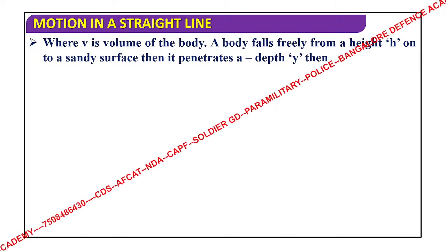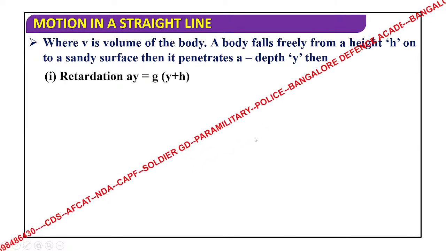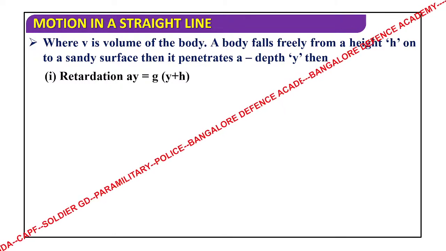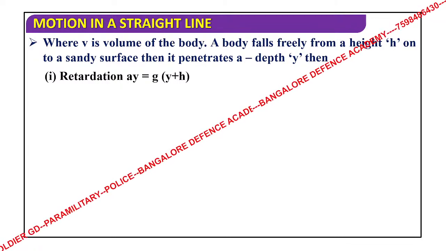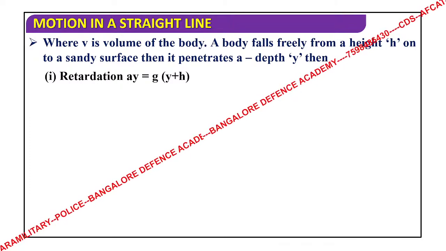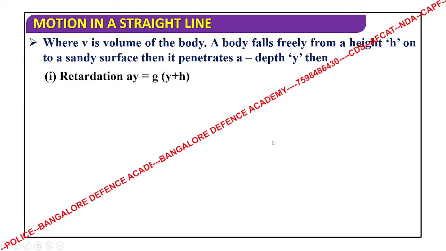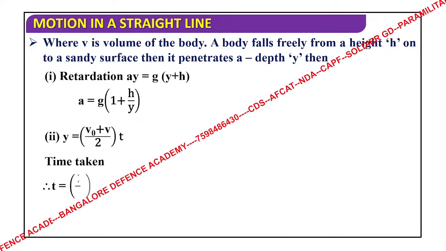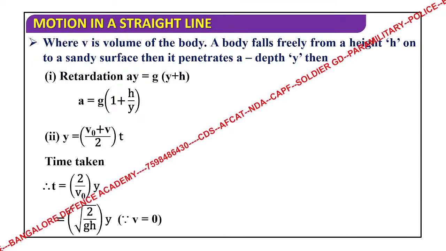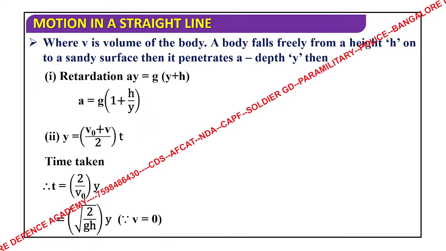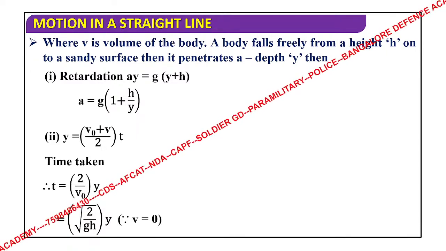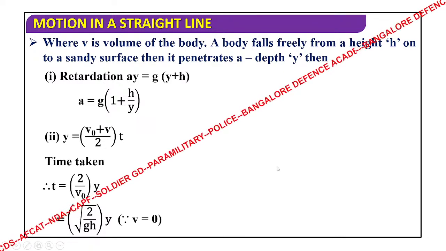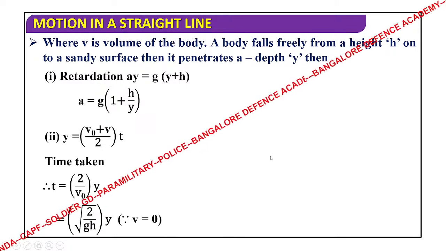A body falls freely from a height h onto a sandy surface, then it penetrates a depth y. Sometimes a body falls and makes an impact on the ground. It makes a hole. So how much depth has it gone? For that purpose, I'm going to use the retardation formula. So this is the formula, take it down. These are the formulas that you have to remember. The retardation formula and the time taken are important to solve your problems.